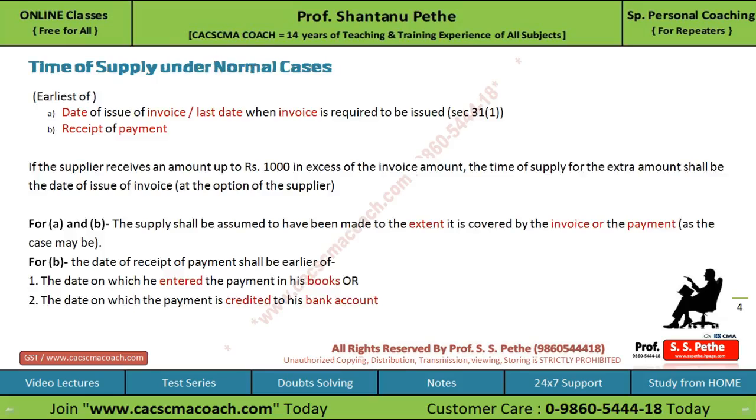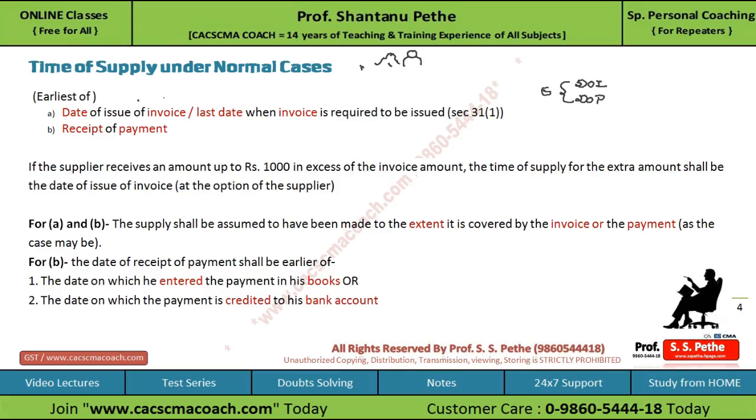Now first let's talk about the time of supply of goods under normal cases. The provision is very simple. It will be the date of issue of invoice, so I am writing DOI, that is date of issue of invoice or date of invoice, or date of payment, whichever is earlier. For example, suppose this was the supplier and this supplier has supplied these goods.